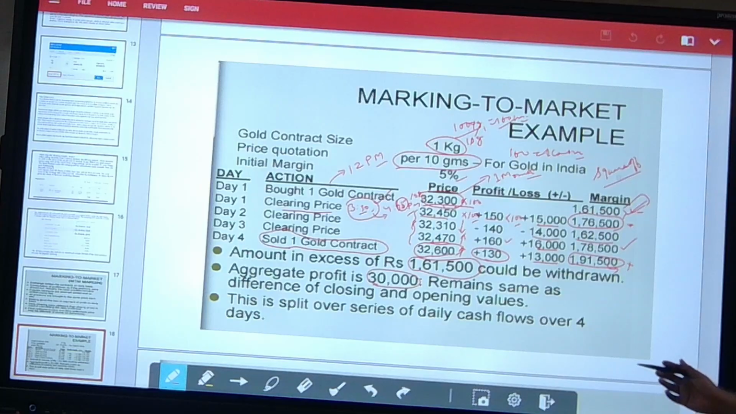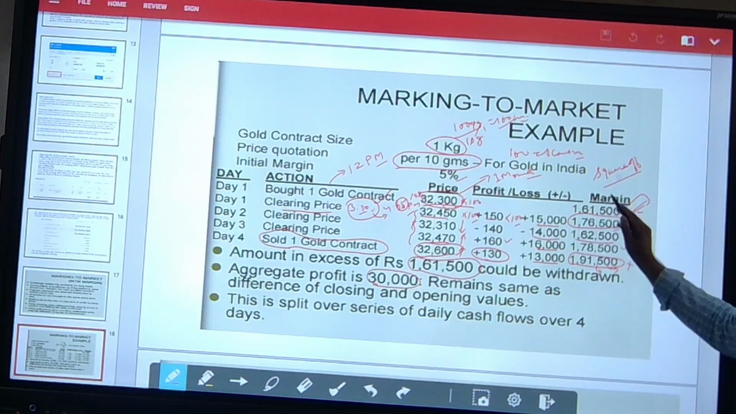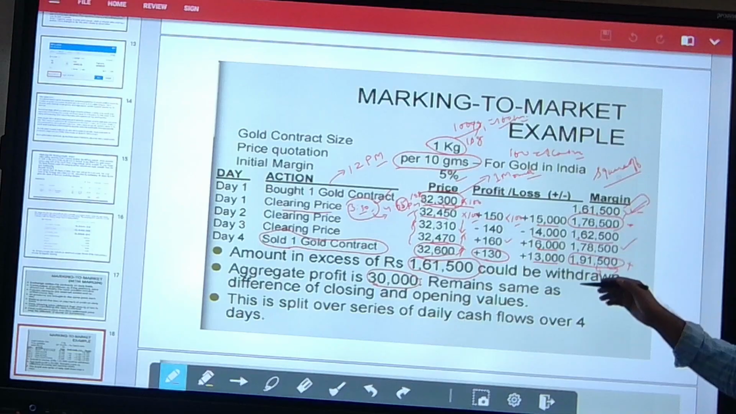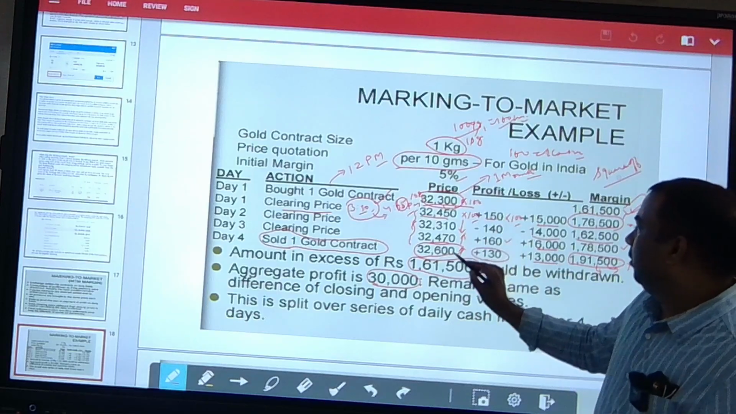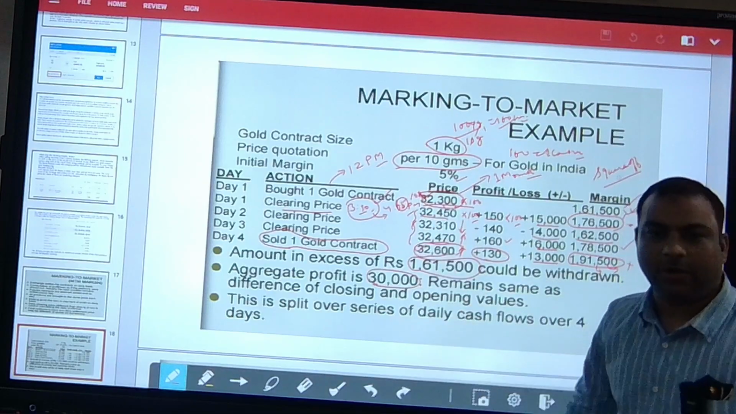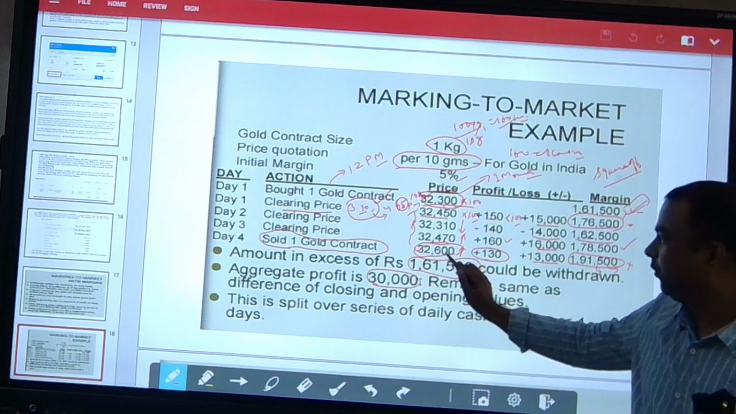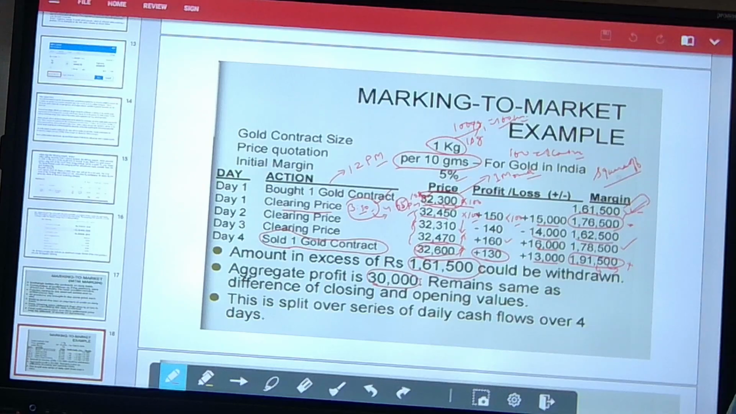So you can calculate your profit by margin amount. Excess of the margin amount is your profit, or you can also deduct your initial contract value from the final contract value. 32,600 minus 32,300 is 300, multiplied by 100. Your profit will be this amount. So this will give you a clear idea about what is MTM.